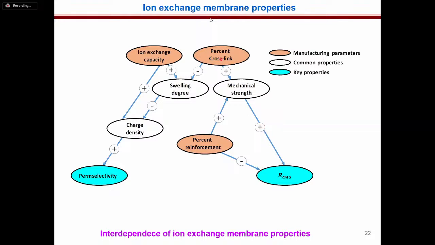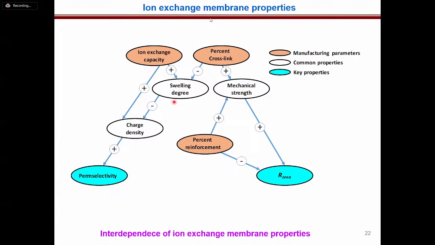So the percent cross-linking also, okay, if you want to improve the mechanical strength, you need to increase the percent cross-linking. Cross-linking, as I didn't show you, is also one type of variation of the structure, just by putting some type of polymers inside the membrane. And by increasing the cross-linking, you can increase the mechanical strength.